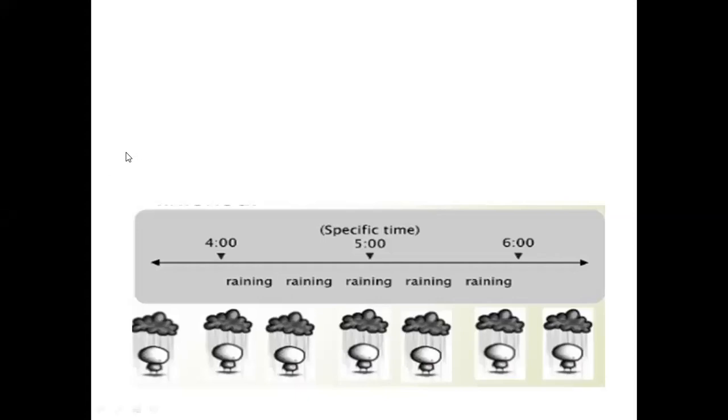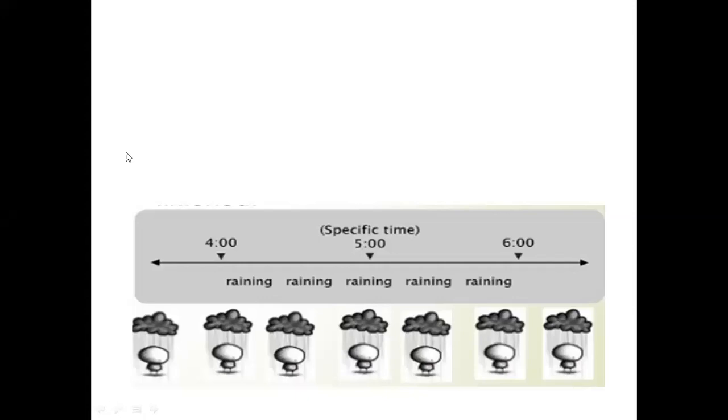Okay, yes. If we look well at this diagram, we will find that it was raining, raining, raining, and the rain lasted from 4 o'clock to 6 o'clock. So for how many hours? How much time did the rain last? Exactly, Marwan, 2 hours. It lasted for about 2 hours.